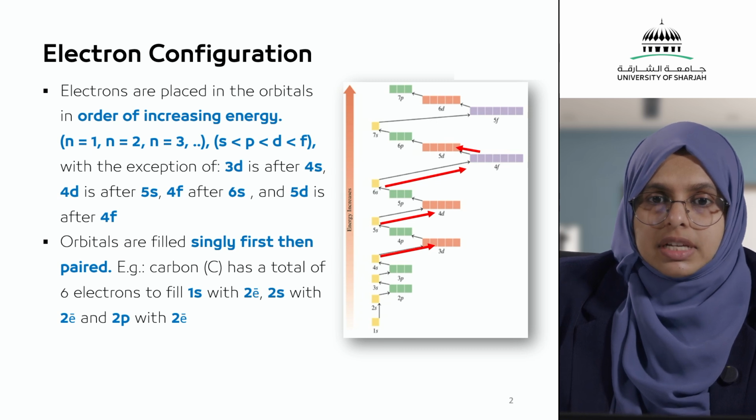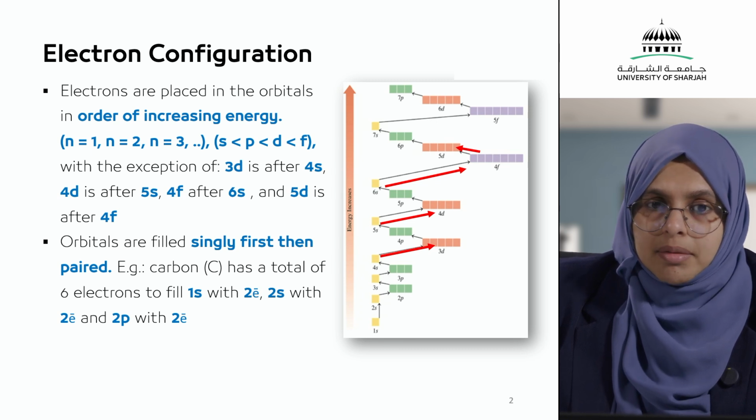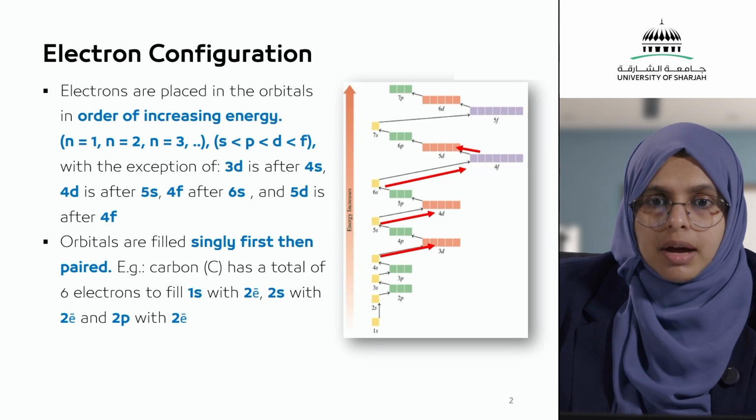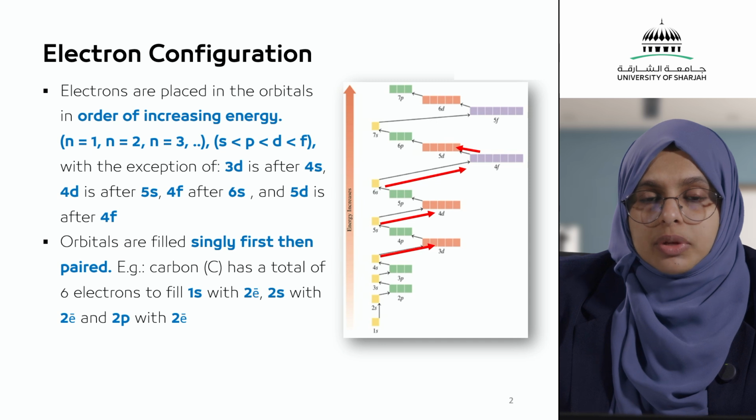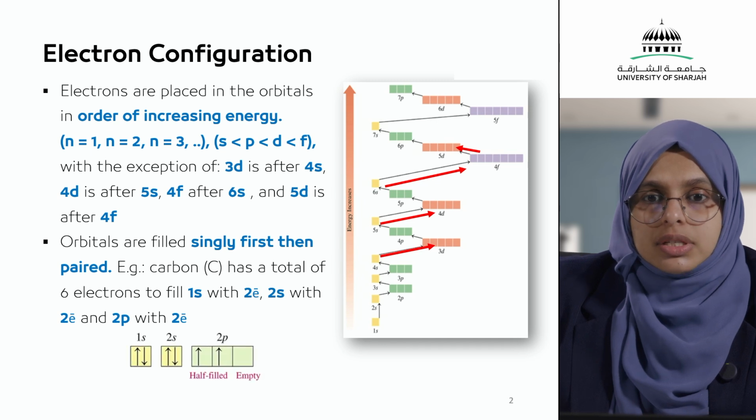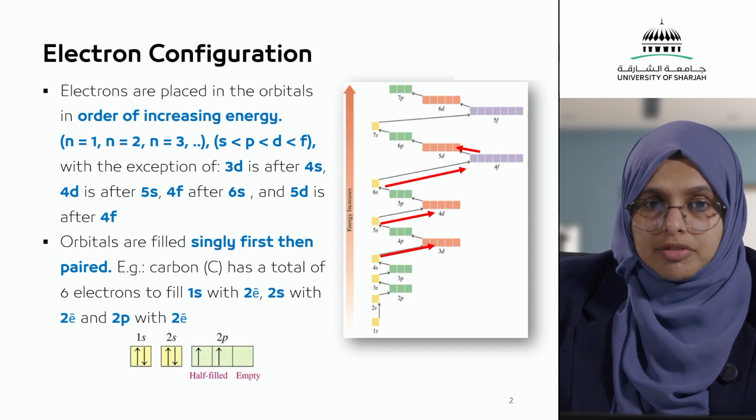Orbitals are filled singly first, then paired. For example, carbon has a total of 6 electrons. To fill: 1s with 2 electrons, 2s with 2 electrons, and 2p with 2 electrons.